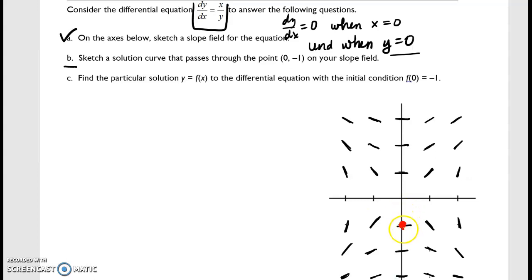After that, I'm just going to let my slopes guide me. And so over here, I know I'm going to be going down. Again, it doesn't have to be perfect. You do want to make sure to go to the edge of your graph. And then over here, just kind of go through the lines there. Again, doesn't have to be perfect, but make sure you go through your edge of your graph.